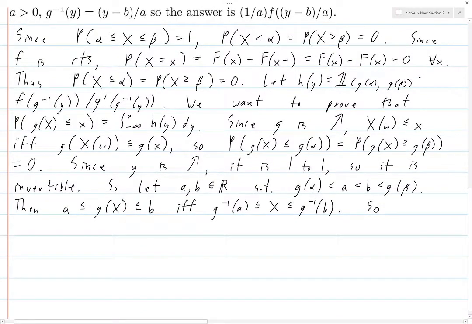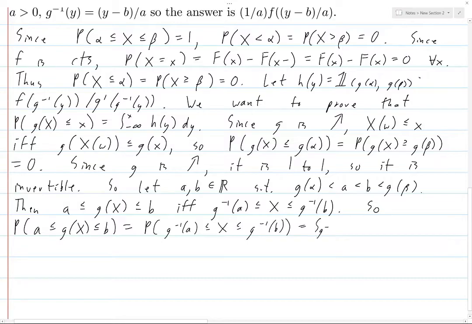Let's continue. Now let's try to compute the probability that g of x is between a and b. Well, we want to write this in terms of something which we can compute, which is probabilities involving x. So this is the same as the probability that g inverse of a is less than or equal to x, which is less than or equal to g inverse of b. And because we have a density function, we can just write this as the integral from g inverse a to g inverse b of f of y dy.